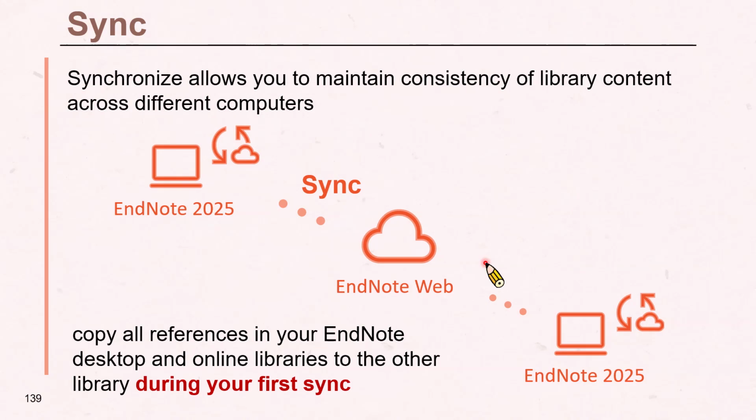Next, if you work in multiple locations, you might prefer having access to the contents of your EndNote library on all your devices. Synchronize allows you to maintain consistency of the library content across different computers. You can create multiple libraries in EndNote, but only one library can be designated as your sync library at a time. EndNote will copy all references in your EndNote desktop and online libraries to the other library during your first sync. Once synced, EndNote will reflect any library changes made in your designated sync library on all devices.